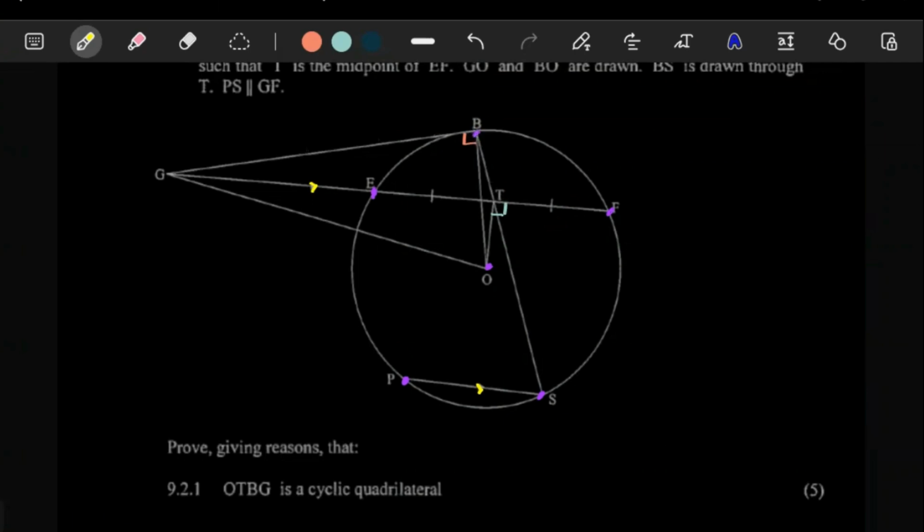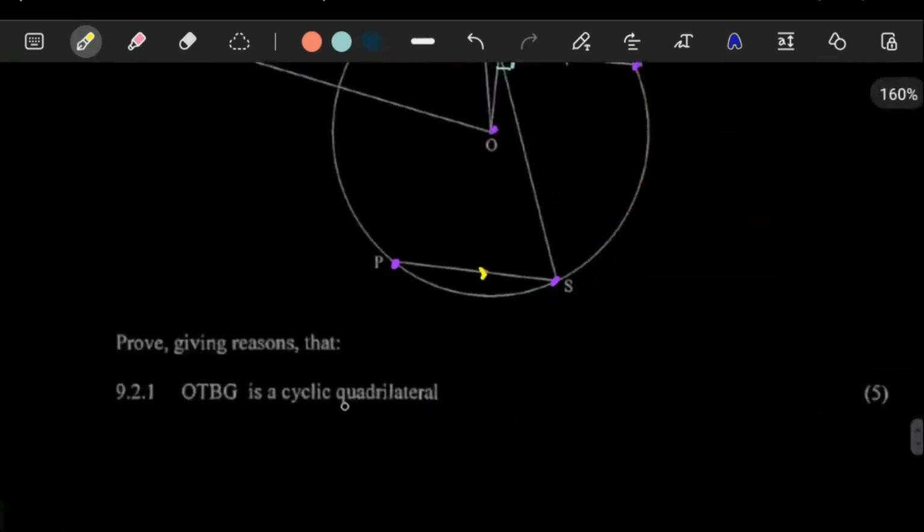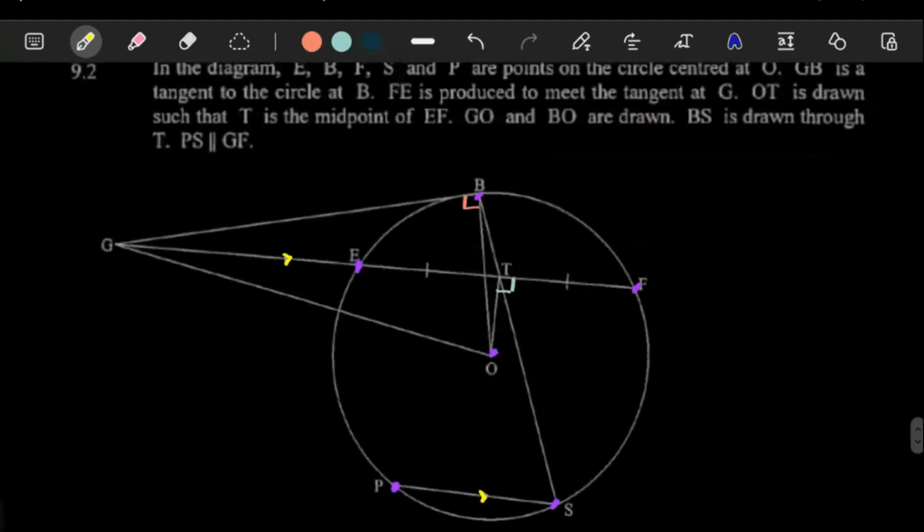And G, prove that it is a cyclic quadrilateral. So if you're going to prove that something is a cyclic quadrilateral, there are multiple ways to do it.